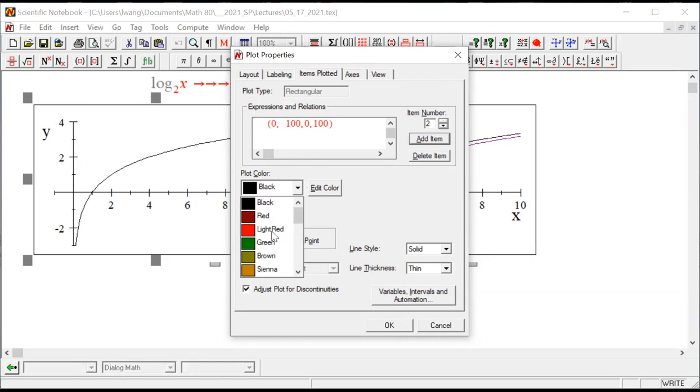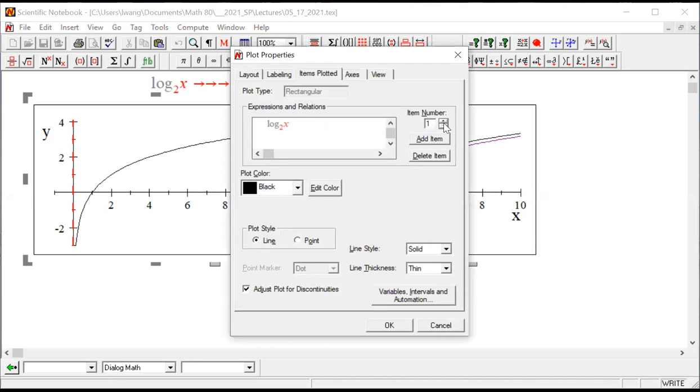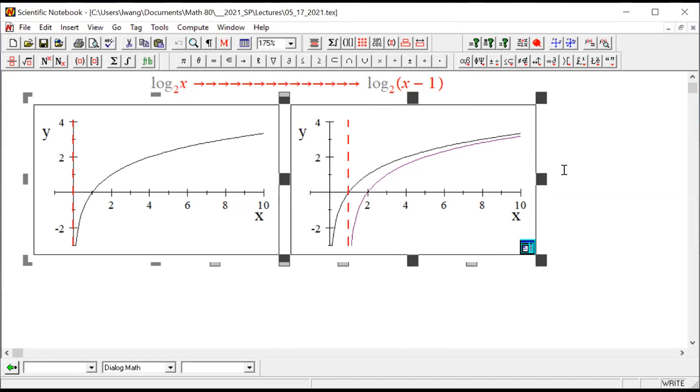Okay, that vertical asymptote, I'm going to use red, broken, thick, medium. That's a vertical asymptote. With this shifting to the right, the purple one has a new horizontal asymptote. I'm sorry, vertical asymptote. Sorry about that. Vertical asymptote, okay? The vertical asymptote is also shifted to the right. Everything is shifted to the right.